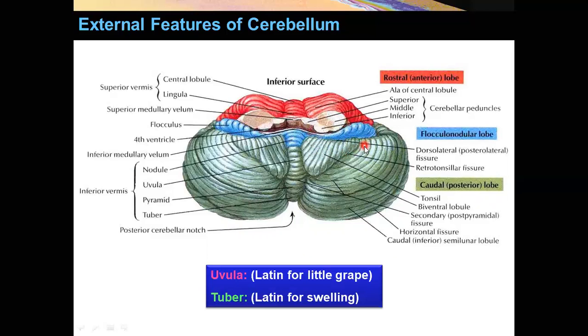Behind the tonsil, you see there is a fissure here. This is called the retrotonsillar fissure. This is the biventer lobule. Down here you have the caudal or the inferior semilunar lobule. And there is the secondary or the post-pyramidal fissure here.